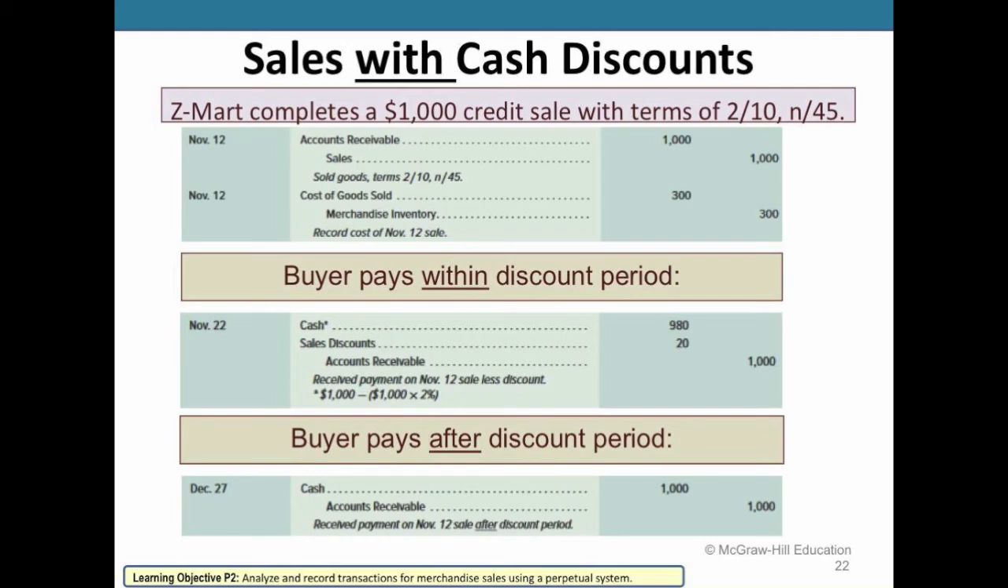Now, if the buyer pays after the discount period, they're not entitled to the discount. So similar to what we've seen before, we would just debit cash of $1,000 and credit accounts receivable for $1,000.